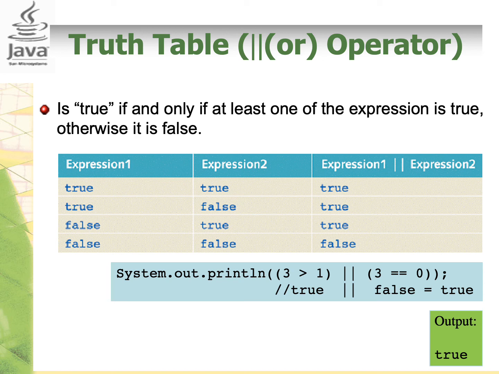We will use a similar example as before, but this time we use the OR operator. Say that we have 3 larger than 1, which is true, and also we have 3 equal to 0, which will give us false. So now we compare true or false, it will result in the value true.